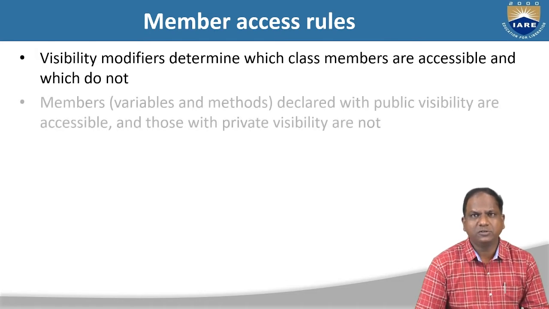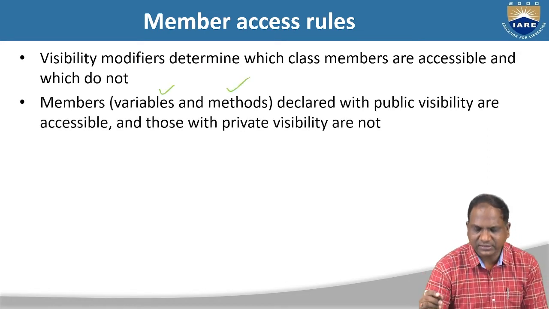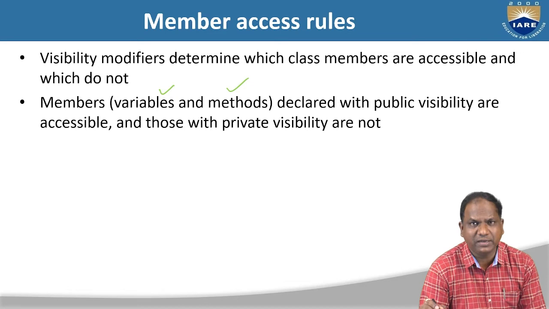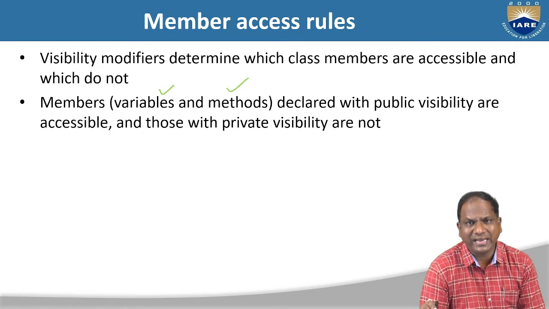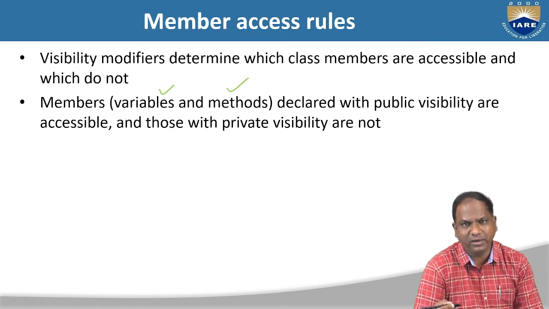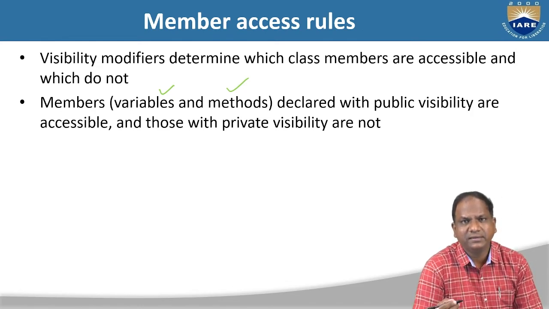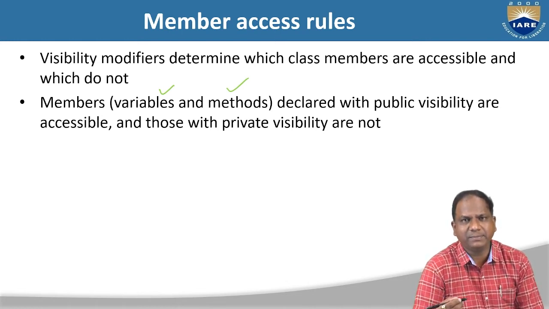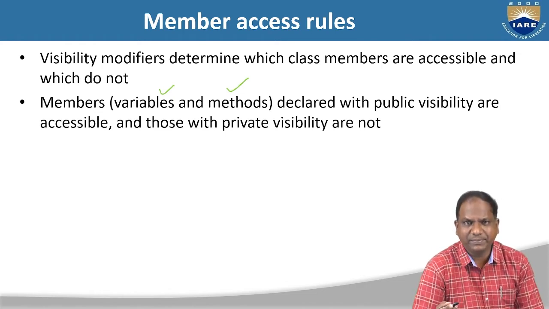Member access rules. Members are nothing but variables as well as methods. The variables and methods declared with public visibility are accessible, and those with private visibility are not accessible. When you declare a public variable, it can be accessed anywhere. If you declare a method as public, it can be accessed by anyone in any package. But a private variable can be accessed only within the same class, and a private method can be accessed only within the same class.